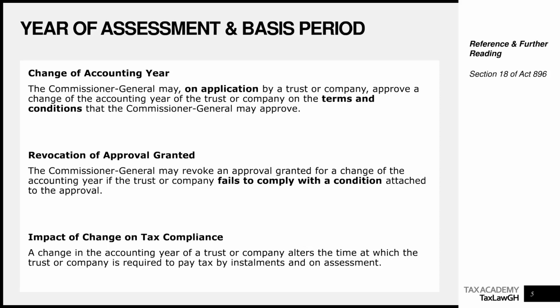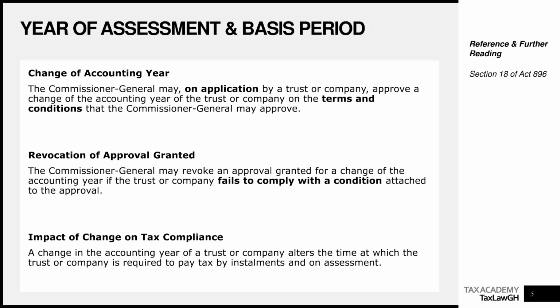So it's important to remember that the only condition under which a company can change their accounting year or their basis period is by applying to the Commissioner General for approval and complying with every single condition that comes with the approval. The effect of non-compliance is that once you break any of the rules, you risk having your earlier approval to change your year of assessment, your basis period, cancelled.